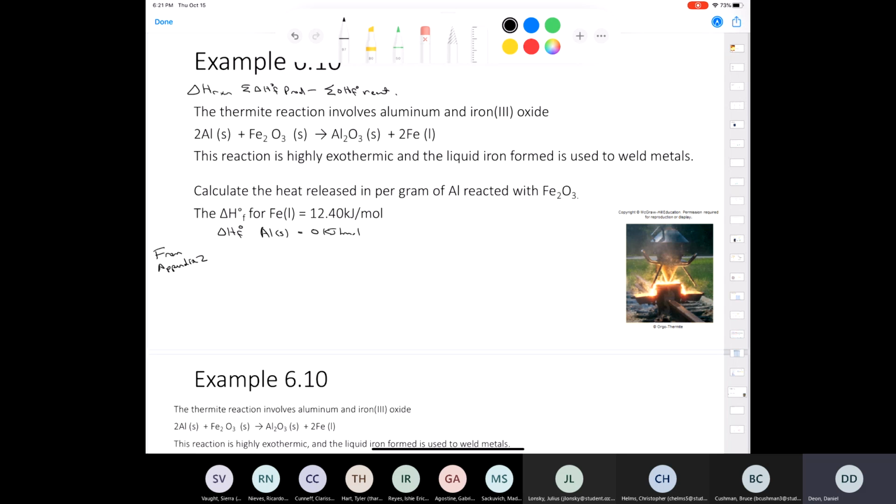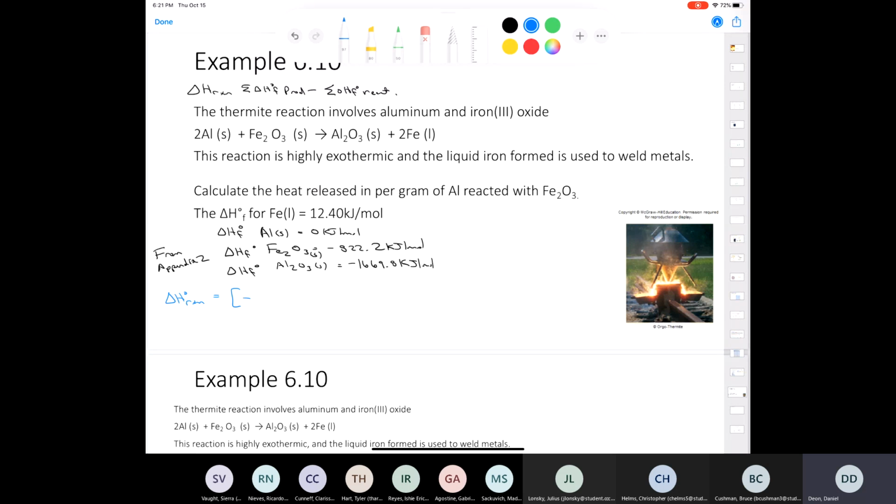From appendix 2, the delta H of formation of iron(III) oxide is negative 822.2 kilojoules per mole, and the delta H of formation for aluminum oxide is equal to negative 1669.8 kilojoules per mole, like that.